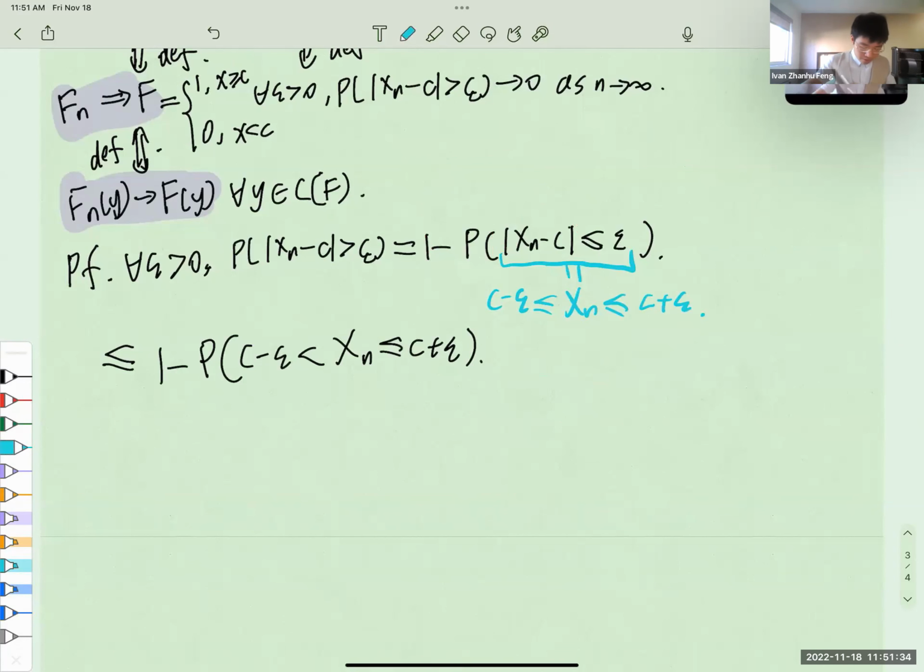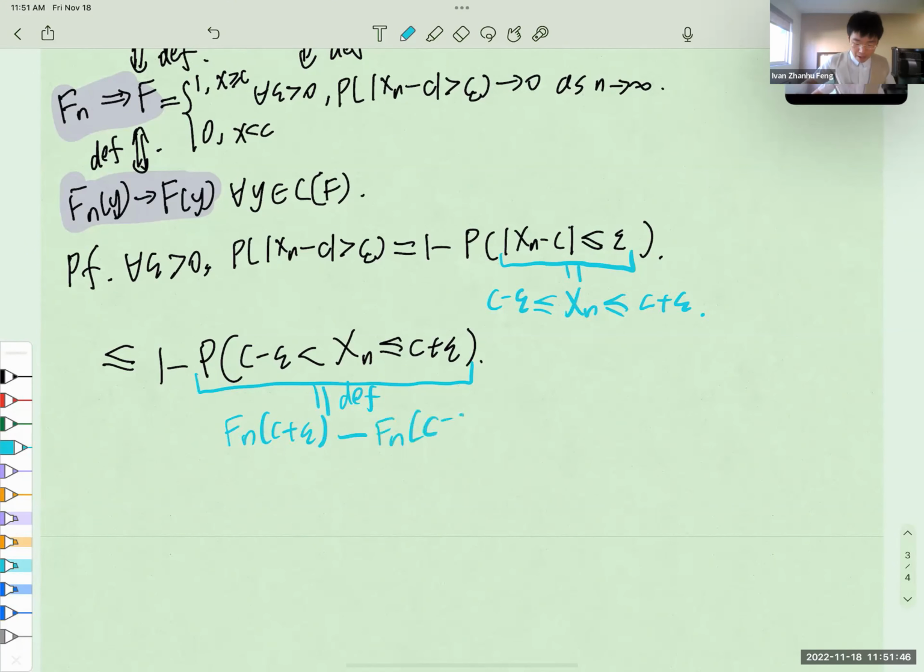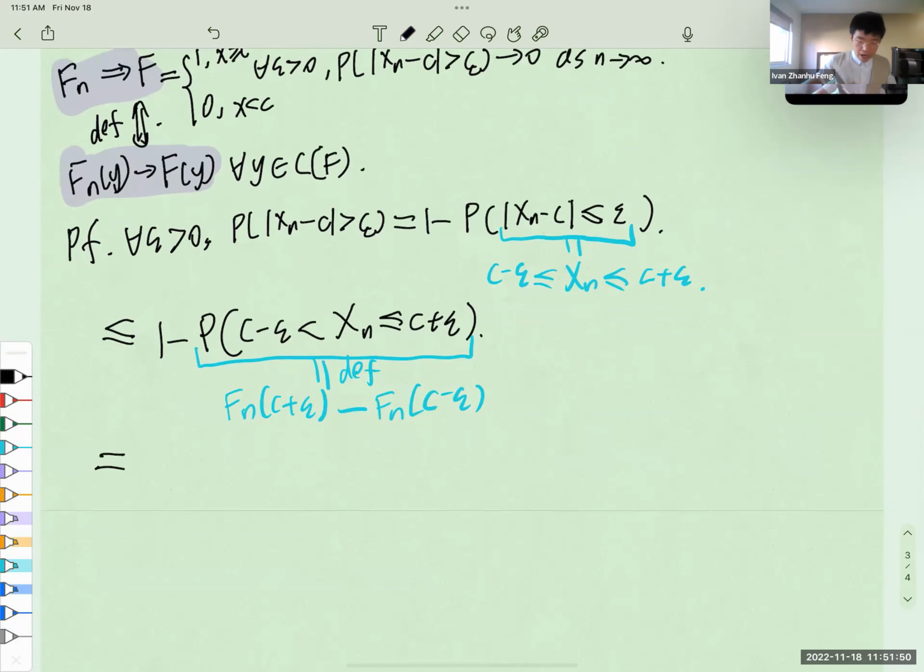And this probability by definition is the same as the distribution function Fn of C plus epsilon minus Fn of C minus epsilon. Therefore, let's copy what we have deduced here: 1 minus Fn(C plus epsilon) plus Fn(C minus epsilon). Is that clear?